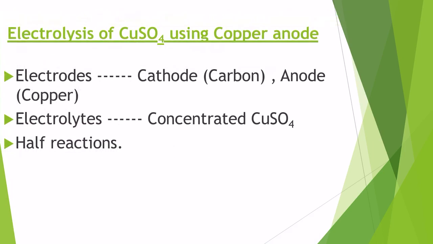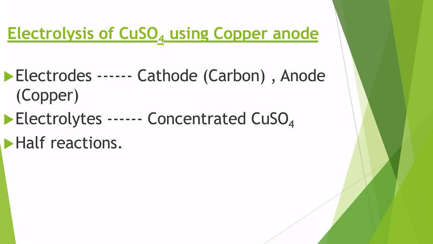Then let's move over to electrolysis of copper 2 tetraoxosulfate 6 using copper anode. You know, the other one I explained earlier is copper 2 tetraoxosulfate 6 using platinum or carbon anode. So you can see the difference. The other one is carbon and this one is what? Copper anode. Okay, the same electrolyte is being used, that is tetraoxosulfate 6.